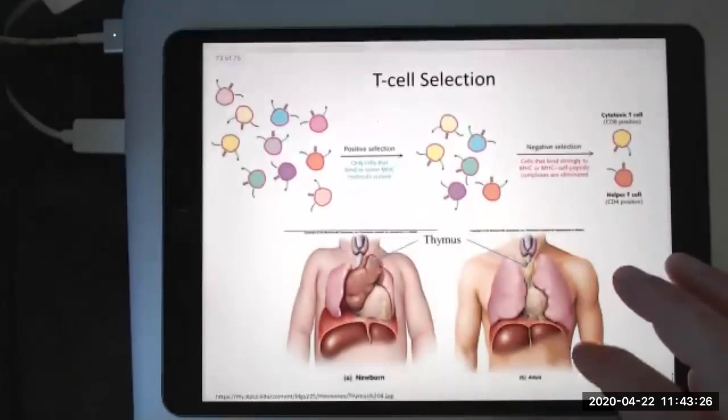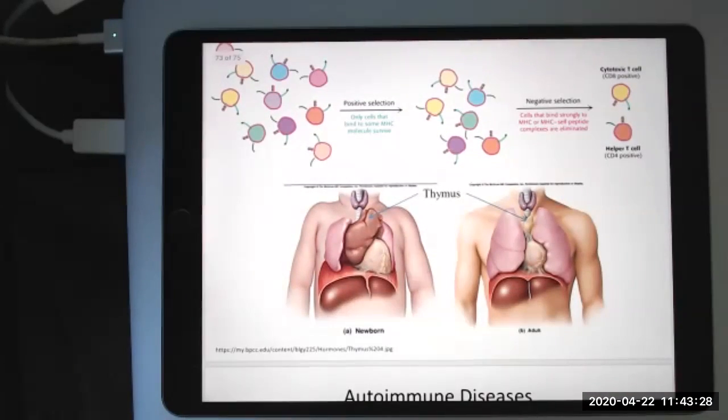So again, these are in the thymus usually. So that's what the T stands for, thymus.